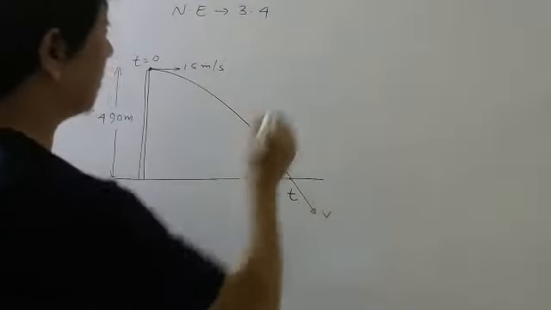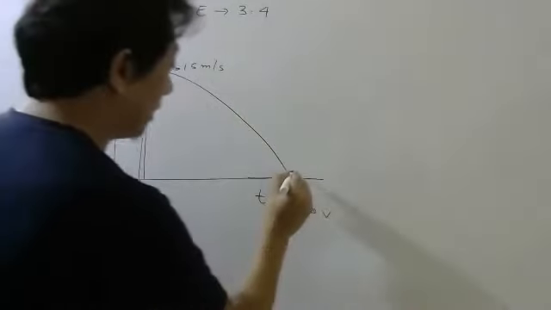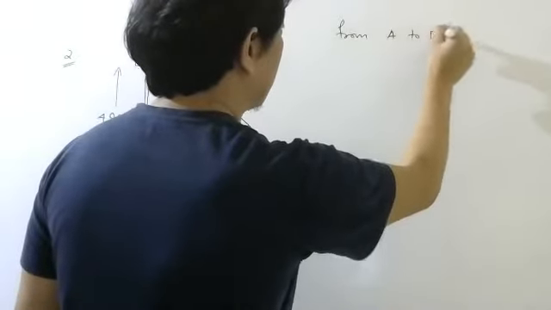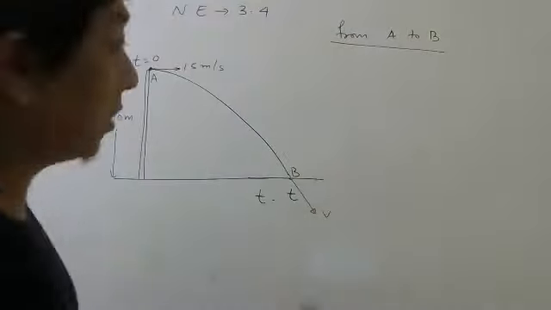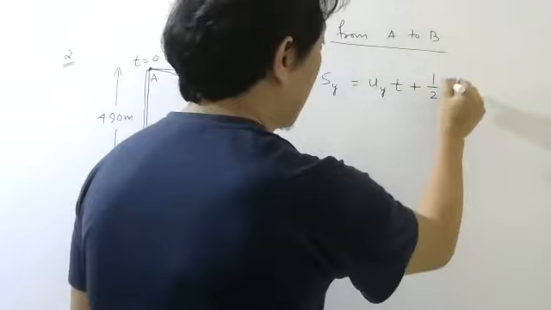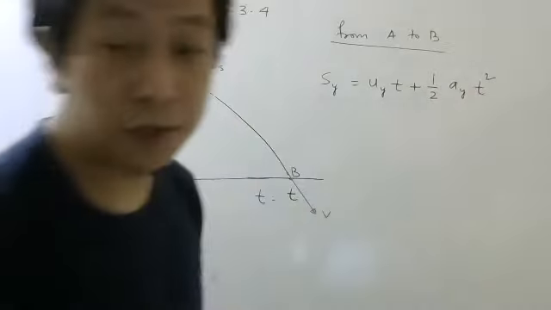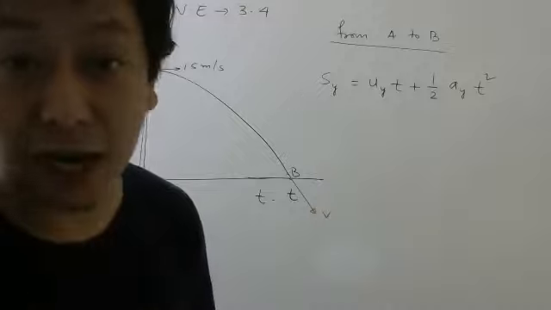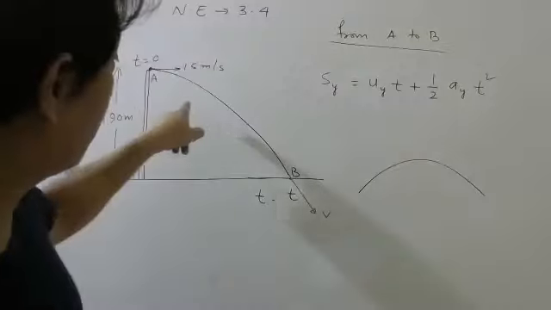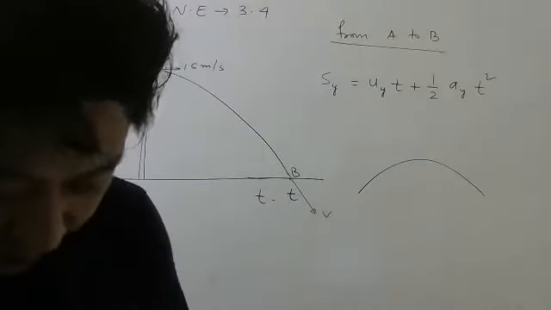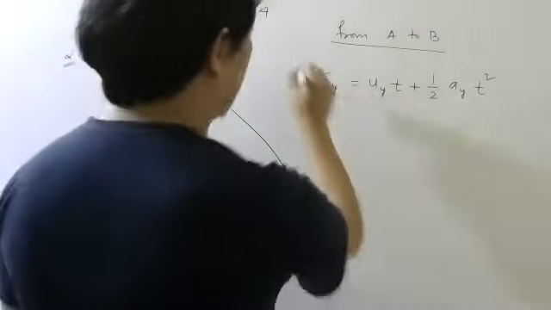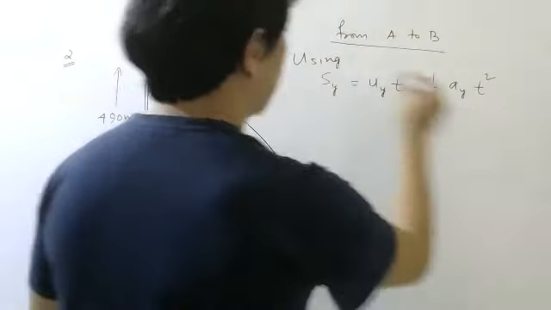So from here to here, let me call this point A. Let me call this B. From A to B, let us apply our equation Sy equals Uy t plus half Ay t square. Students, do not apply the time of flight formula which we derived previously, because that one was for this kind of path, not this kind of path. So we will apply this formula. So using this formula, equation 1.